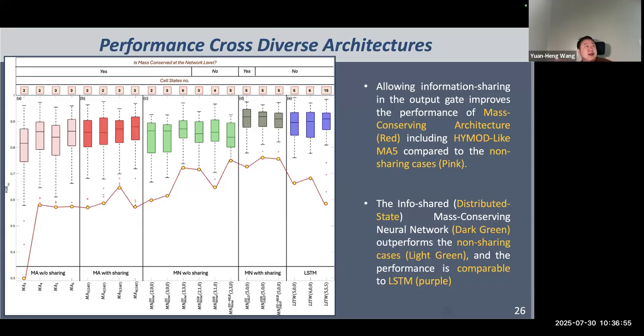So the output gate in the soil moisture tank, which determines how much water to release, also depends on the cell state in the groundwater tank and the surface routing tank. So that's the idea. We can see the red performs better than the pink, and also outperforms our distributed state MCP network when the information sharing is closed.